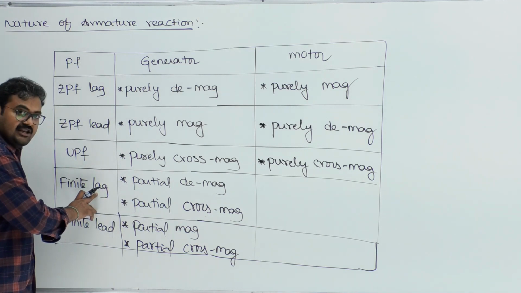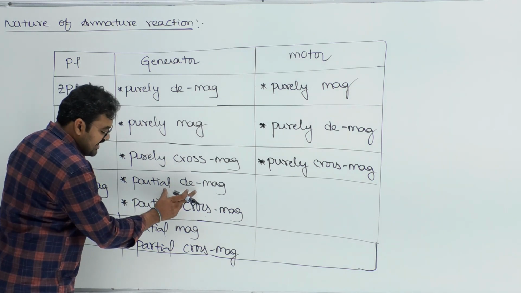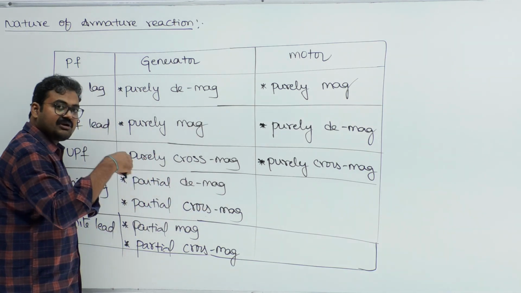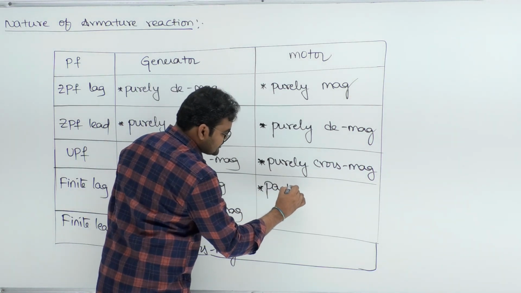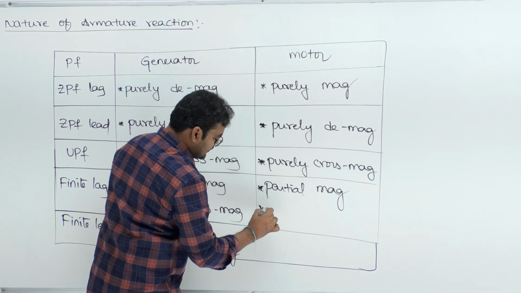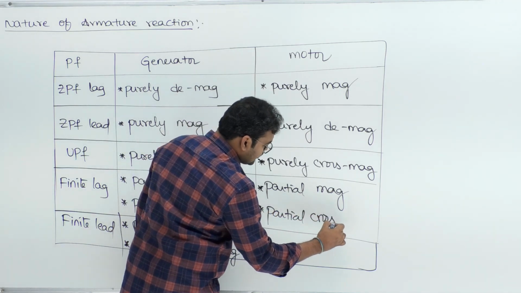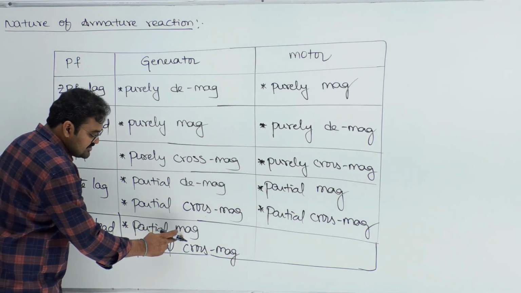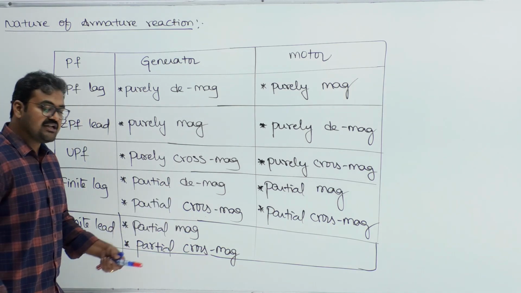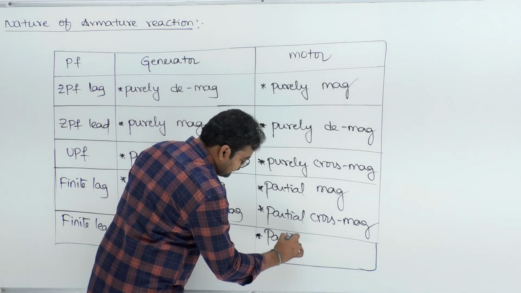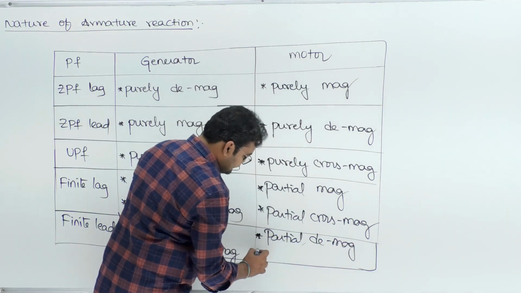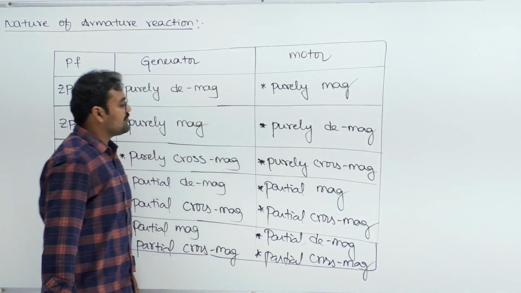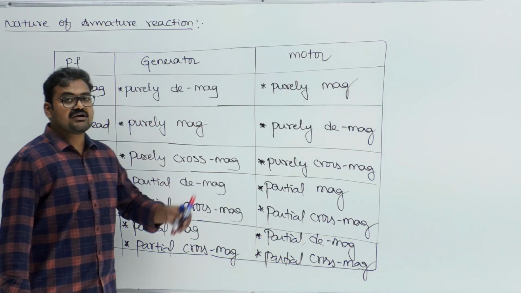Next, coming to finite lagging power factor. In a generator, partial demagnetization, partial cross magnetization. Now coming to motor, this demagnetization becomes magnetization. Therefore, partial magnetization and partial cross magnetization. When it is a finite leading power factor, in a generator it is a partial magnetization, so in a motor it becomes a partial demagnetization. So partial demagnetization and partial cross magnetization. Okay, so this is about nature of armature reaction in both generator as well as motor.